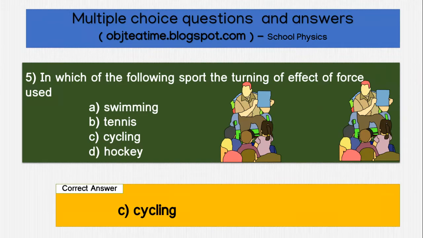Question number 5. In which of the following sports is the turning effect of force used? Option A, swimming. B, tennis. C, cycling. D, hockey. The correct answer is option C, cycling.